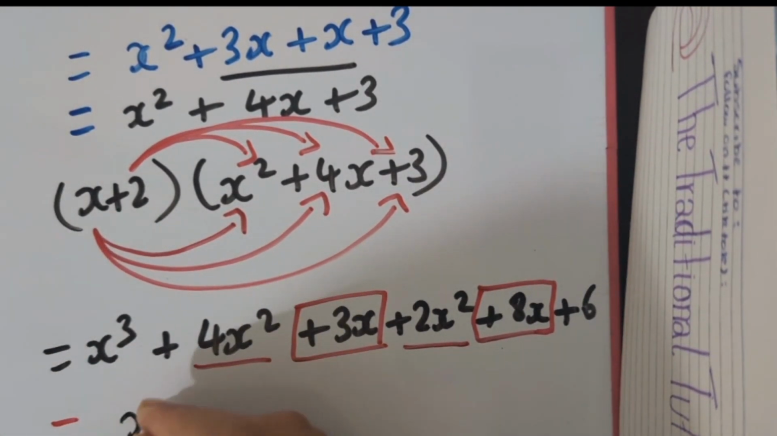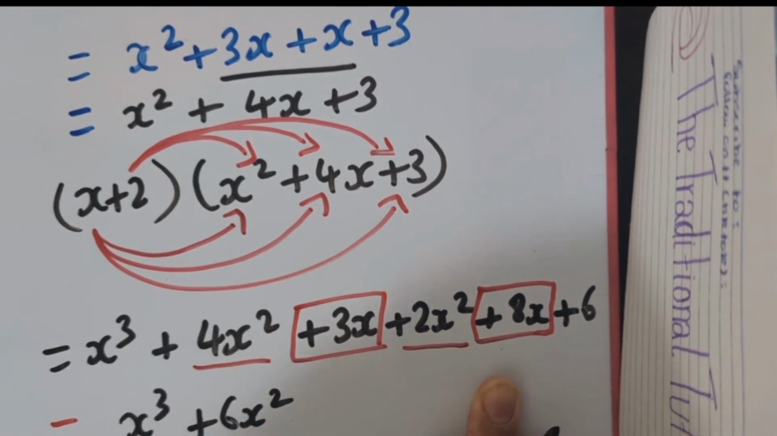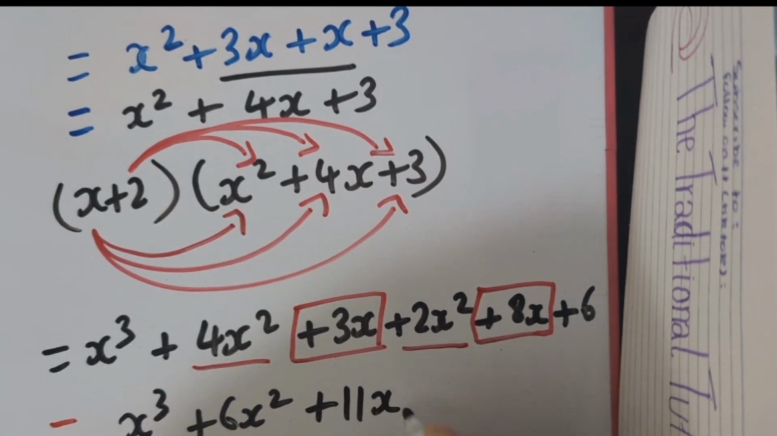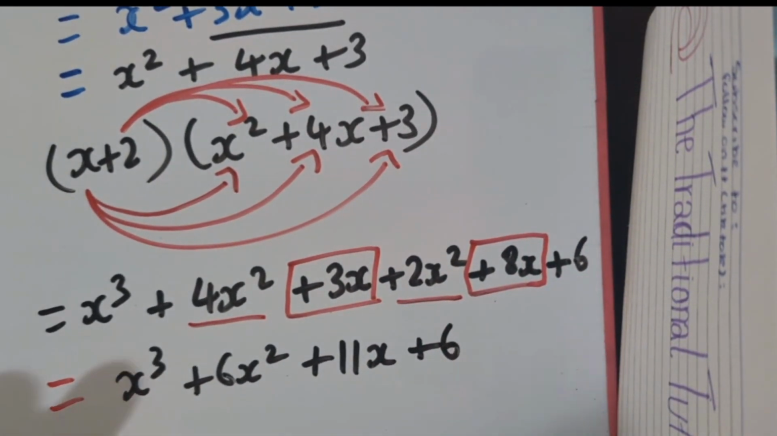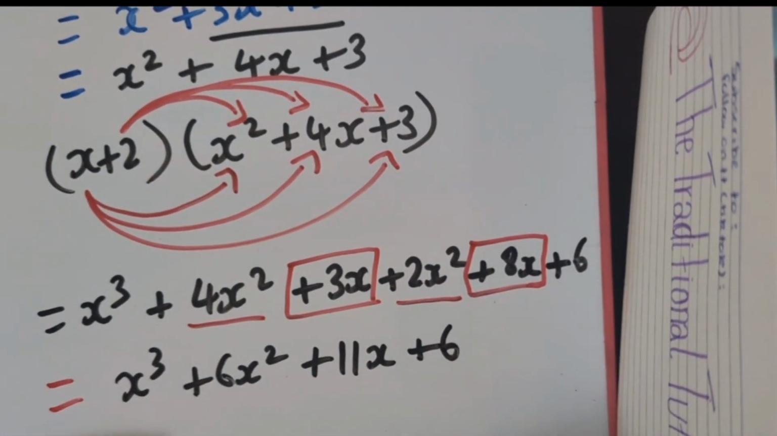So x cubed stays the same. 4x squared plus 2x squared gives me 6x squared. 3x plus 8x gives me 11x. And lastly the plus 6 stays as it is. That's my final answer.